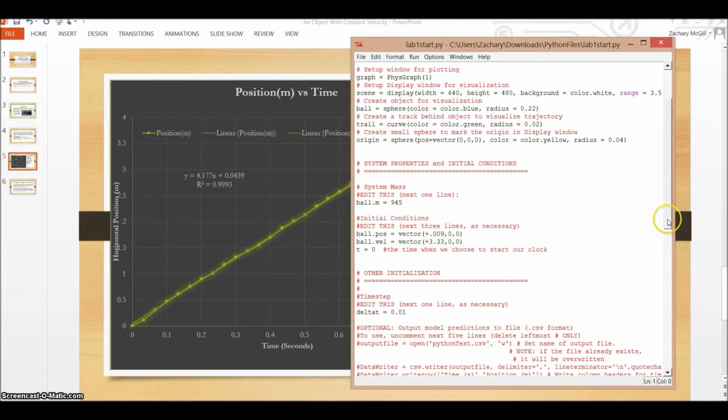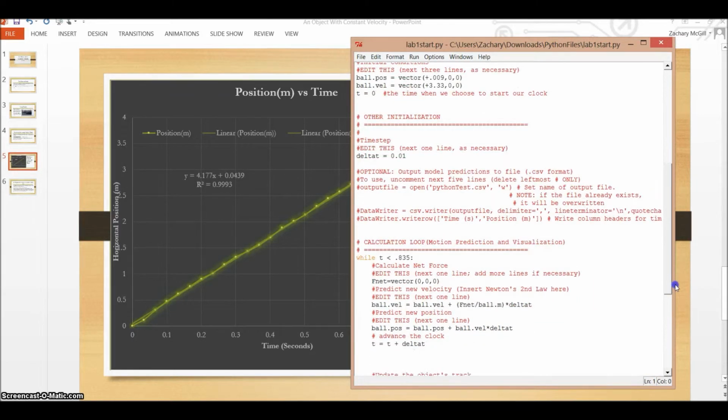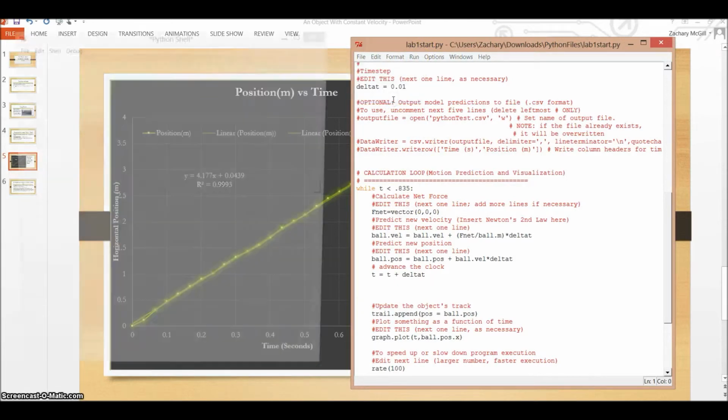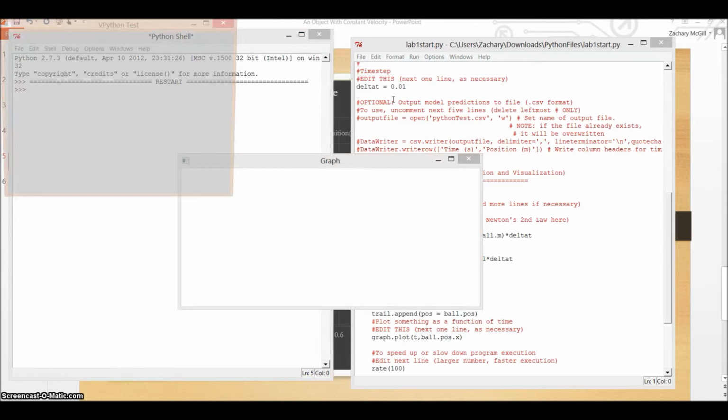Here's the initial position vector and velocity vectors. The delta t is 0.01 seconds. Total time was roughly 0.835 seconds. And here you have Newton's second law written out in code. Of course, the net force vector is going to be 0, 0, 0, since our object is at constant velocity. And we'll run this code really quickly, just so you guys can see that it works.